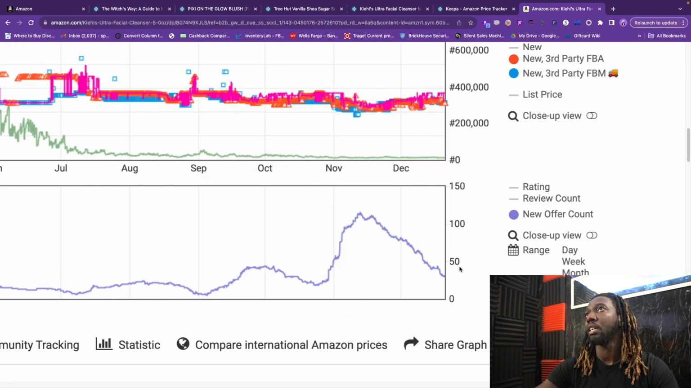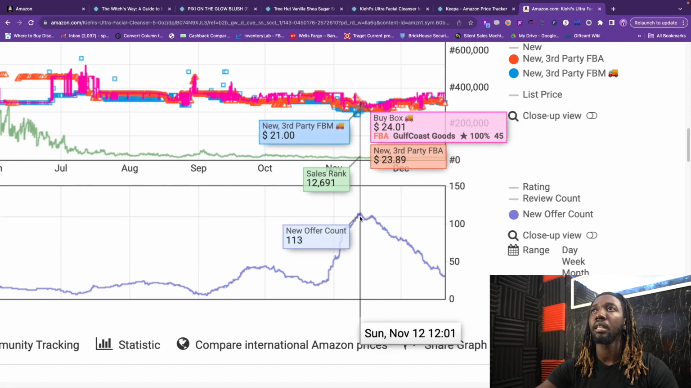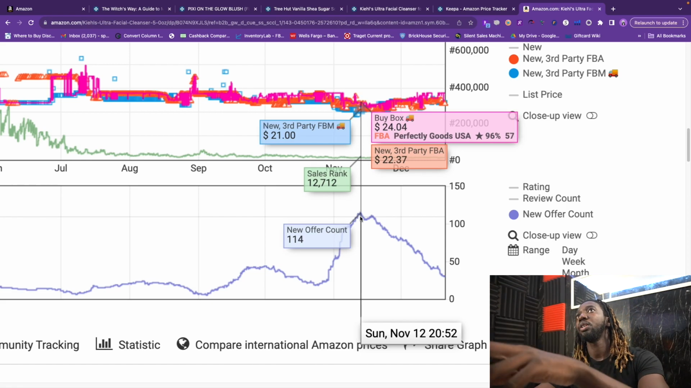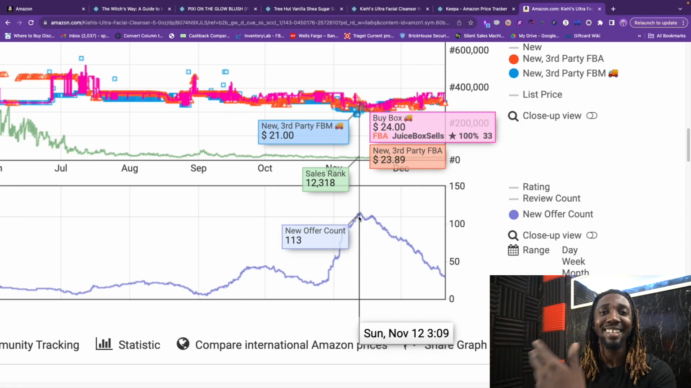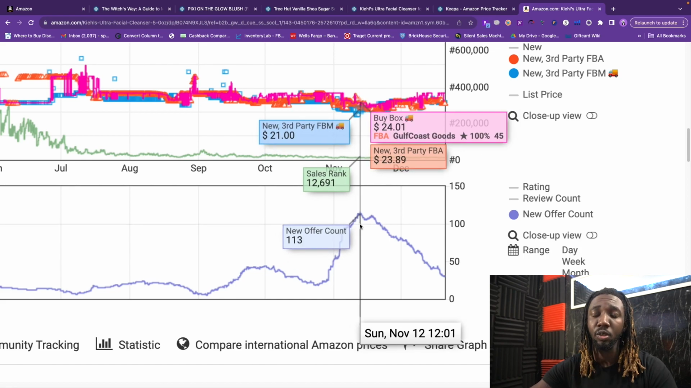So as you can see right here, this is letting us know that on Sunday, November 12th, they had 113 sellers selling this at the same time, meaning there's a lot of competition on this one, right? I don't really like to jump onto listings that have more than 20 sellers. I like to have them under 20 sellers for the most part, but there are cases where I'll go up to like 30 sellers, 40 sellers, depending on how well the product is selling, right?